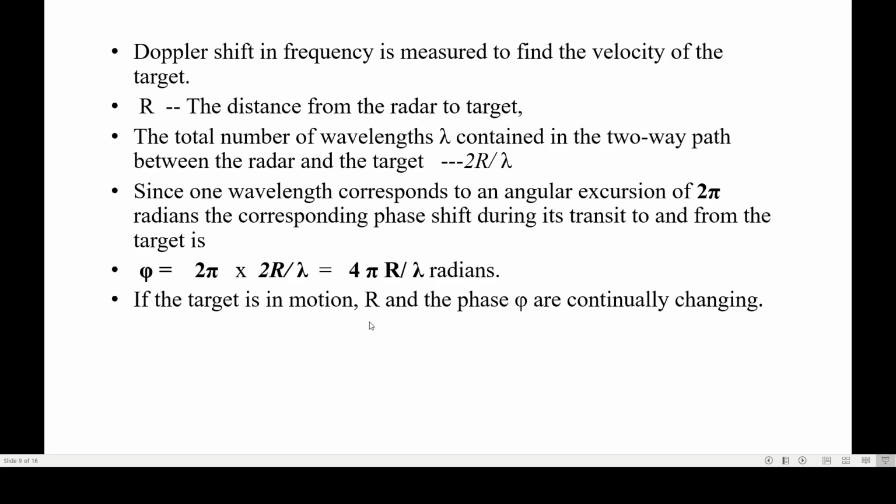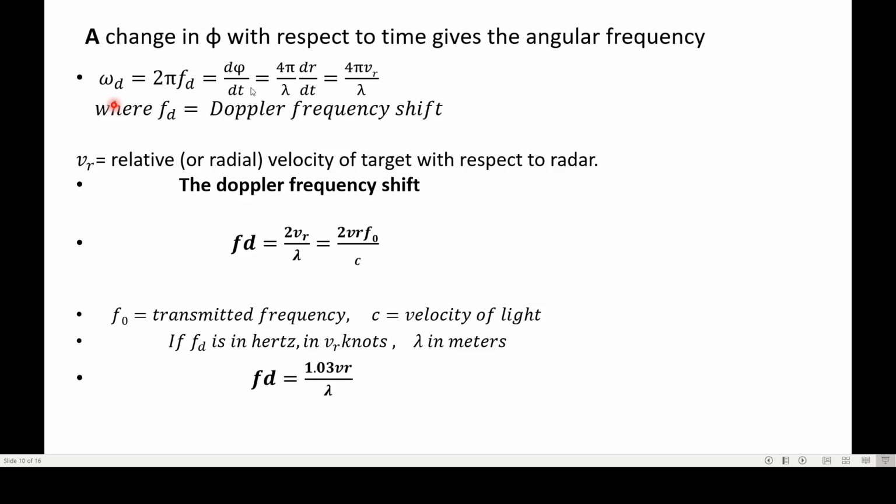If the target is in motion, R is varying and the phase is also varying. Now what we are going to do is differentiate the phase with respect to time so that we will get the angular frequency omega d. Omega d equals 2 pi fd equals d phi by dt equals 4 pi by lambda into dR by dt equals 4 pi Vr by lambda. This dR by dt, change in distance by time, is the velocity Vr, where Vr is the relative velocity of the target with respect to the radar. Please remember, this is the relative velocity, not the original velocity of the object.